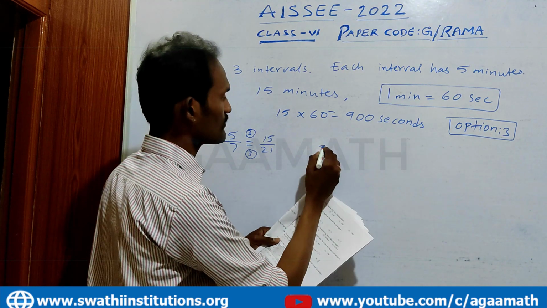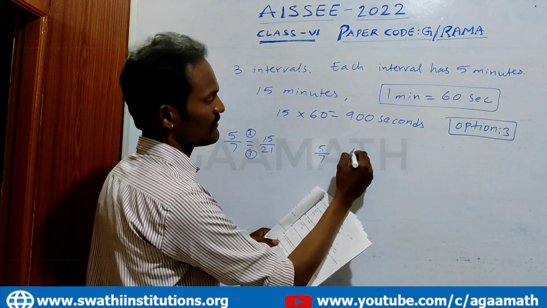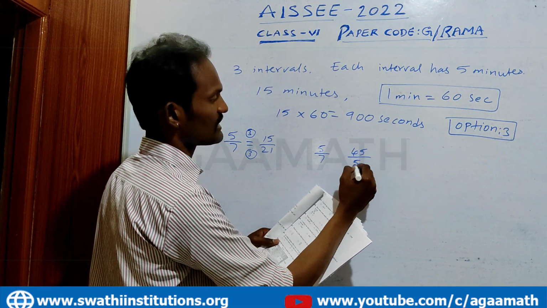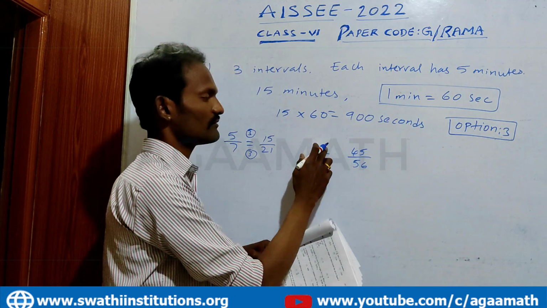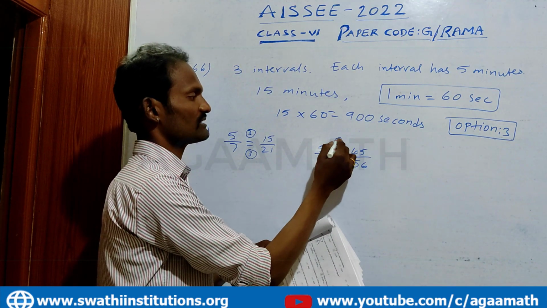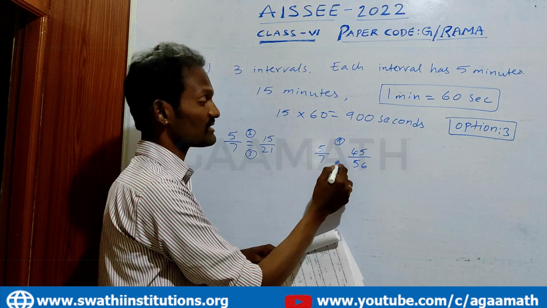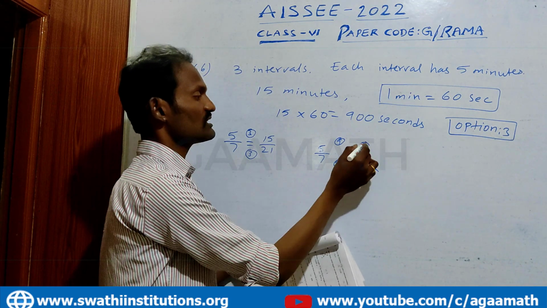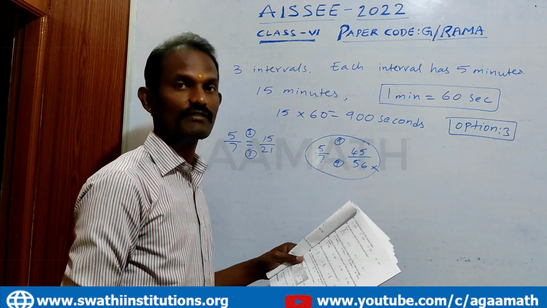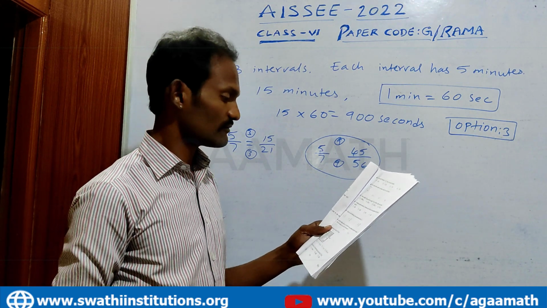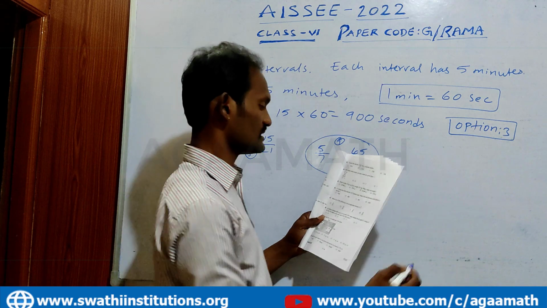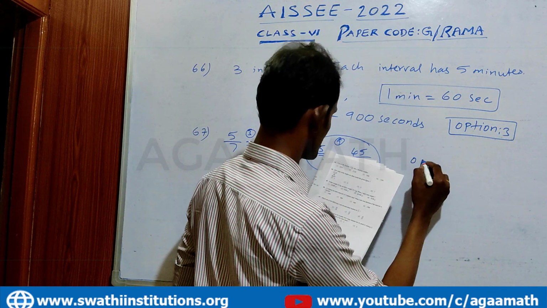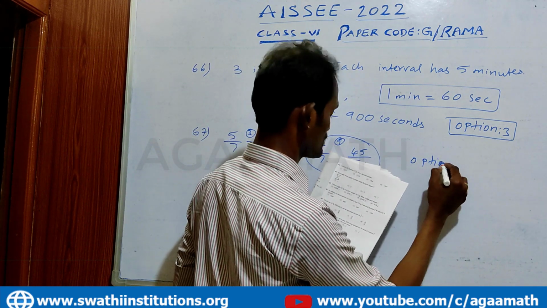Next, let us see 45/56. Let us check. 5 how many times? 9 times. Then 7 how many times? 9 times should be 63, but not 56. So this is not an equivalent fraction of 5/7. So 45/56 is the answer for question number 67. So that is option 2.